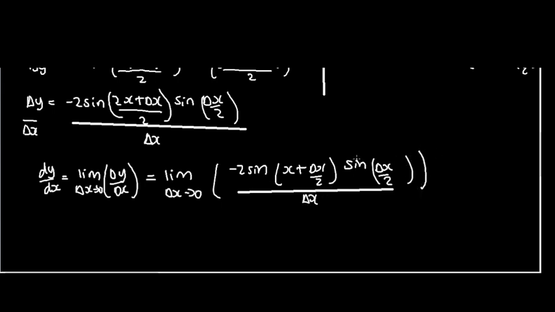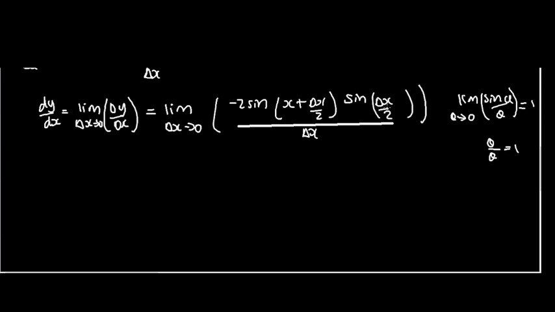Now when we are taking the limit, we find that the angle is change in x over 2, and this is change in x. But we know that the limit of sine theta over theta as theta approaches 0 is 1. How? Because we know that sine of a small angle in radians is approximately equal to that angle. So when we have sine of theta and theta is approaching 0, we shall have theta over theta to give us a 1. But remember, this is change in x over 2 and this is change in x. To get the same angle, we want sine of change in x over 2 over change in x over 2 as we take the limit.